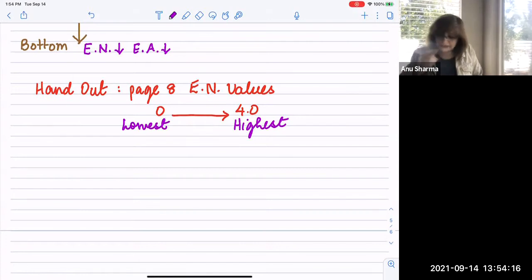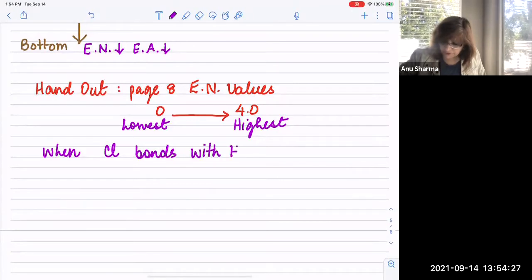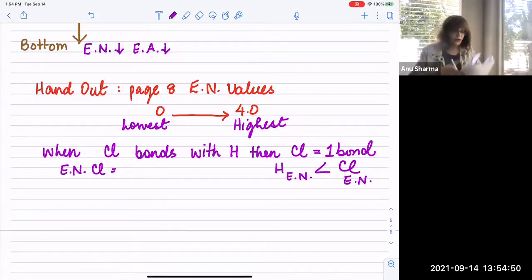Okay, so let's just write down here that when chlorine bonds with hydrogen, then chlorine only makes one bond because hydrogen has less electronegativity than chlorine. And you can refer to the table. The electronegativity of chlorine from that table is 3.